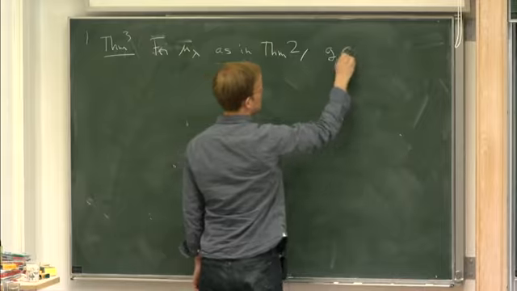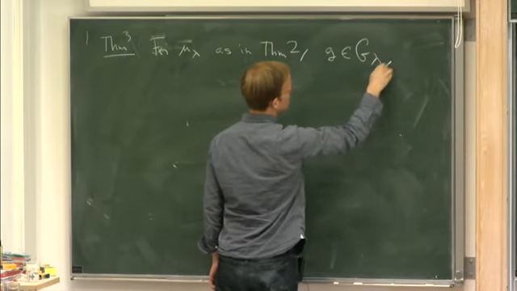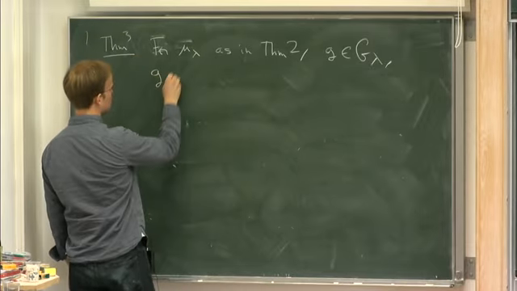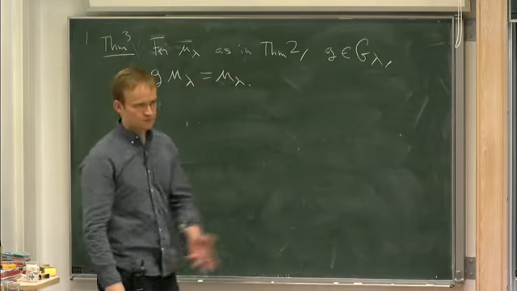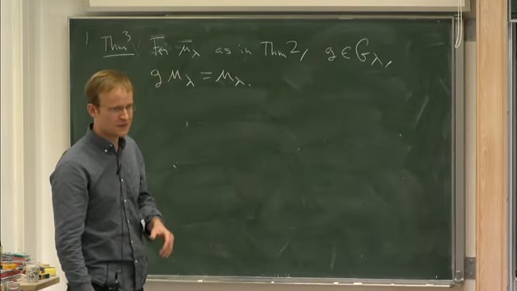So for any mu lambda as in Theorem 2 and any element of the centralizer of lambda, we have this kind of property. So any of these measures are automatically centralizer invariant.